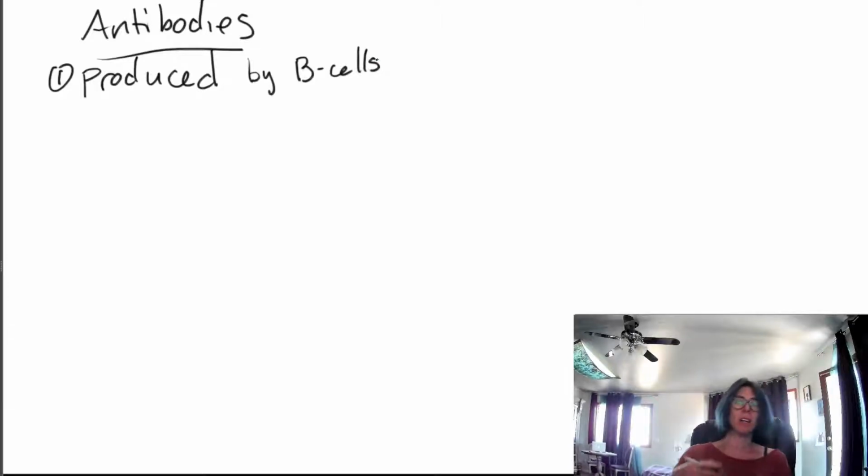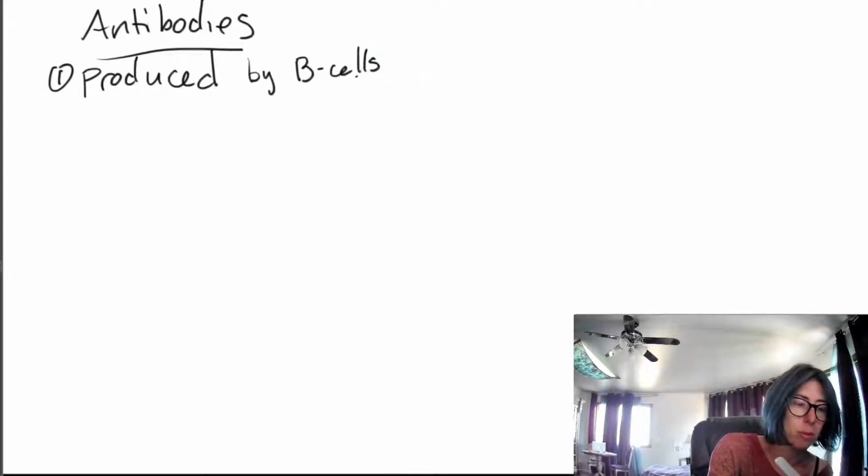Antibodies are not alive. They are chemical weapons. They're little proteins produced by B cells. B cells are alive, antibodies are not. And so antibodies are to B cells as a sniper rifle is to an assassin, right? So the weapon itself is not alive, it's utilized by a living organism, in this case a B cell.